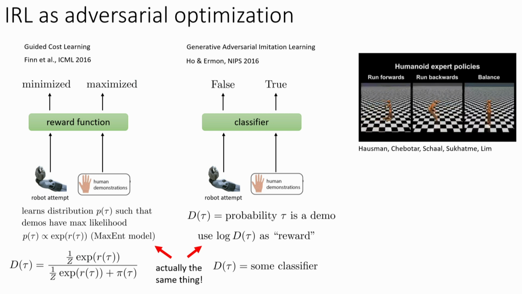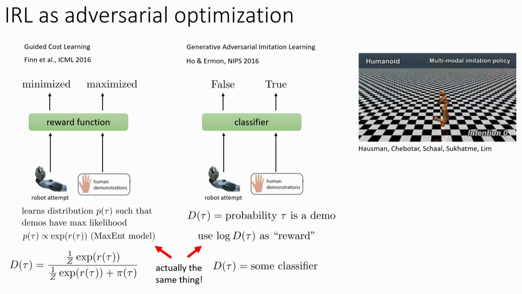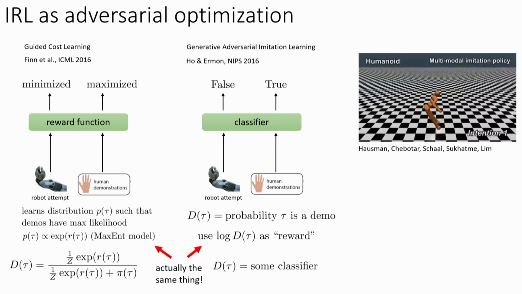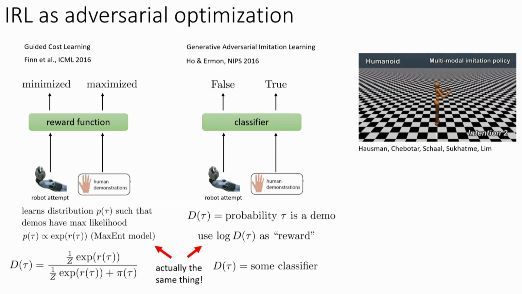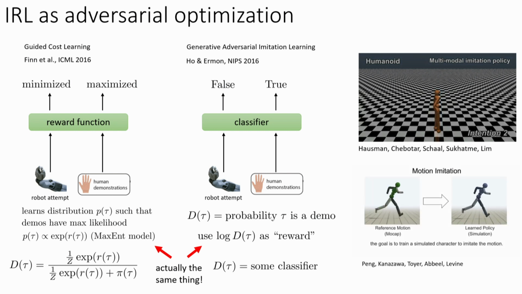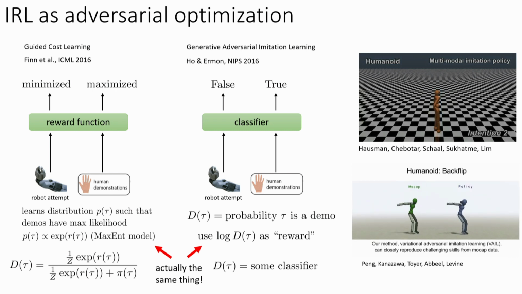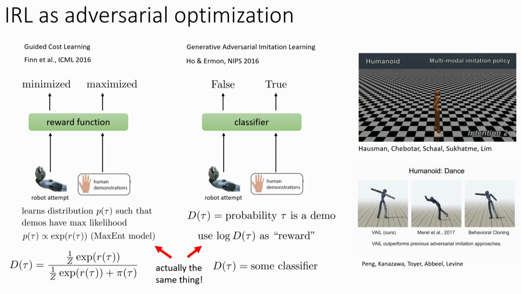You can use both of them to get some pretty neat results. These are some results from a paper by Hausman, Chebotar, Schaal, Sukhatme, and Lim that shows extracting multiple different behaviors from demonstrations. So you get demonstrations that show this humanoid running in different directions, and it actually tries to perform simultaneously both reward extraction and clustering into different groups. This is a paper by Peng et al. showing some motions learned via the generative adversarial imitation learning method, from motion capture of humans doing acrobatics. So the video on the right shows a policy learned from the motion capture on the left. So you can do some pretty fun stuff with this.